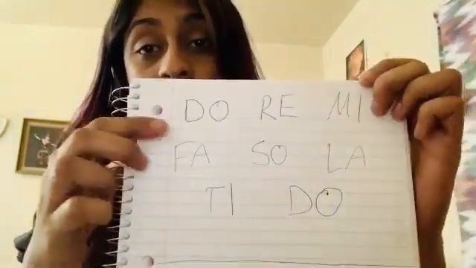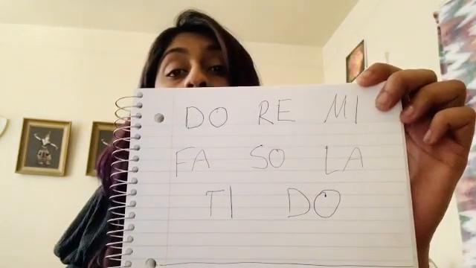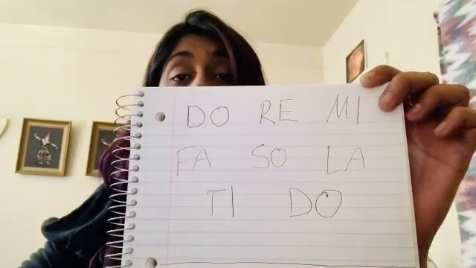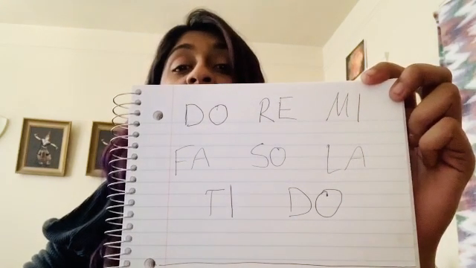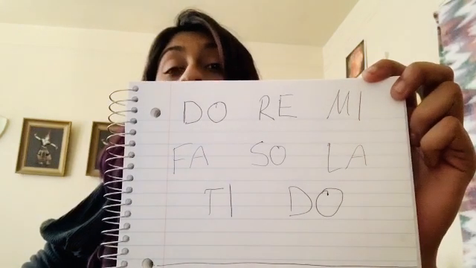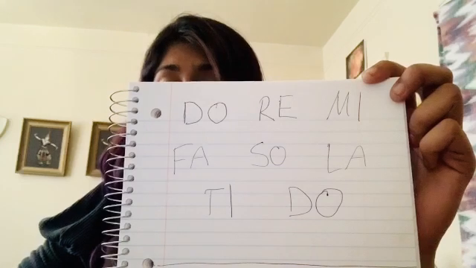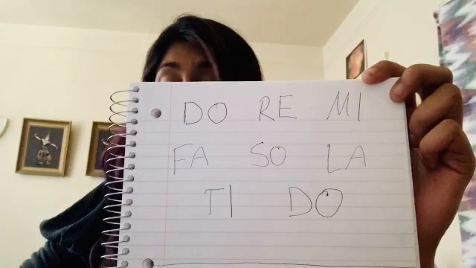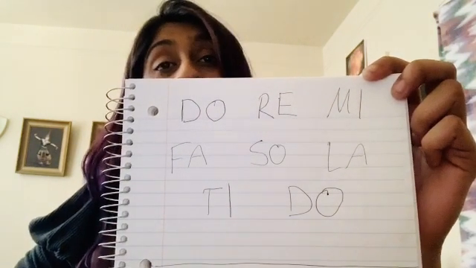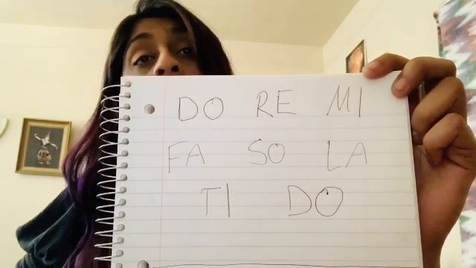The first syllable in solfege is do. Then we have re. Then we have mi. Then we have fa. We have so. We have la. Then we have ti. Then we have, finally, do.